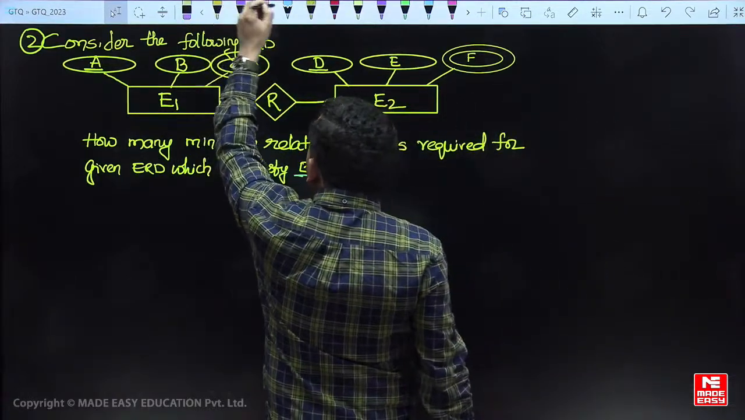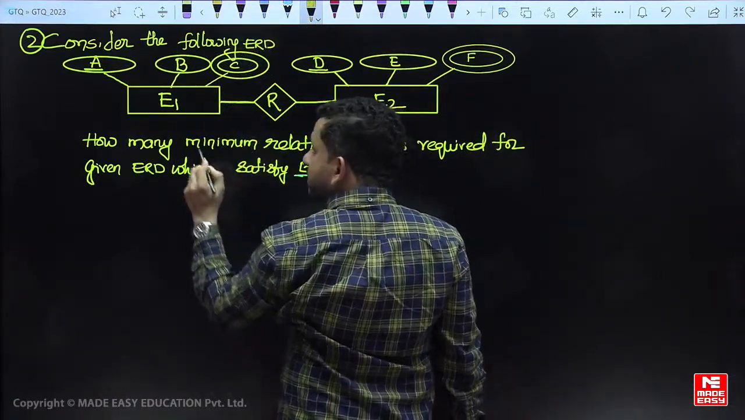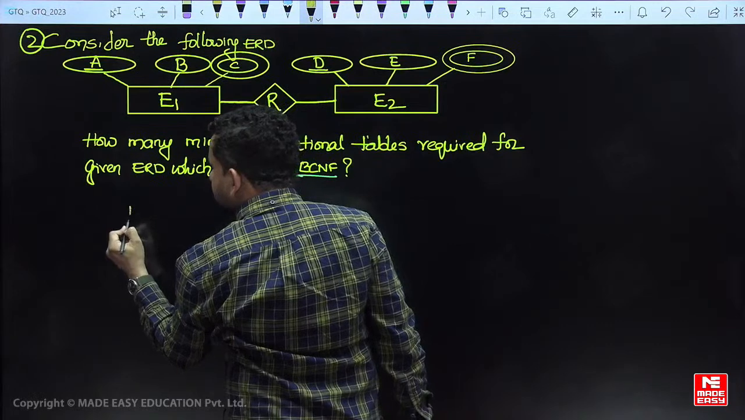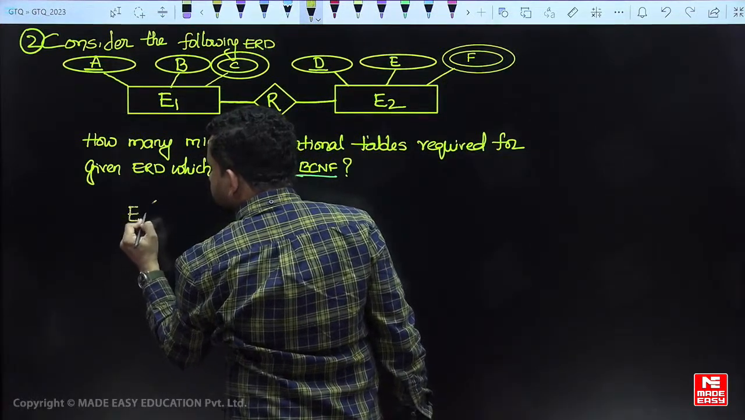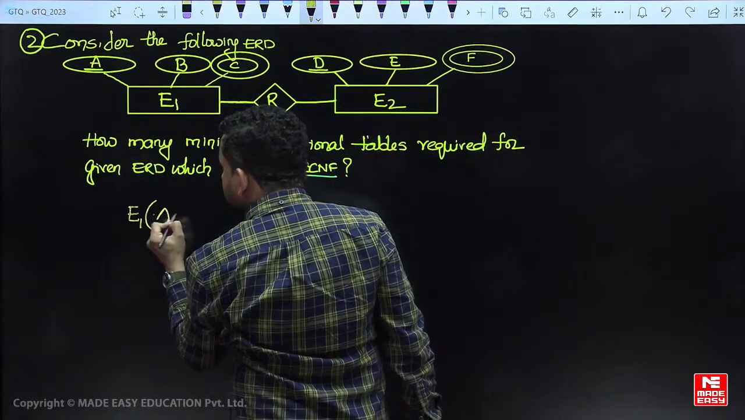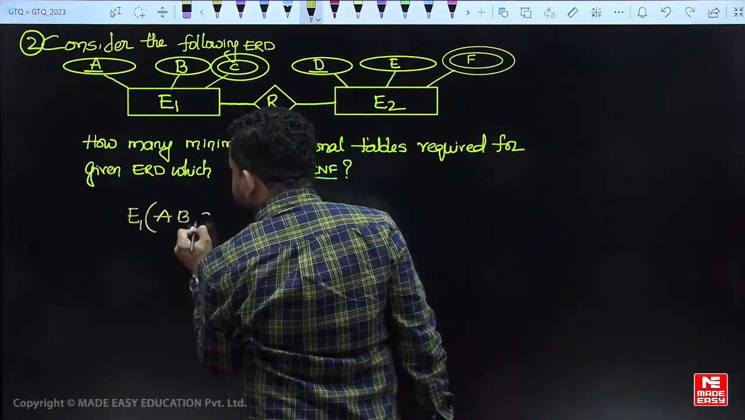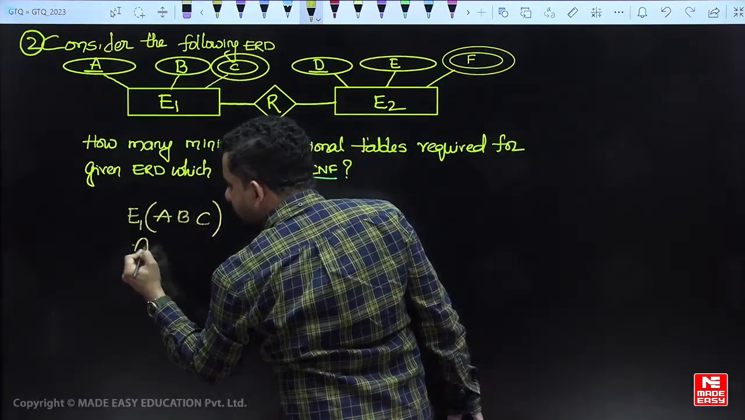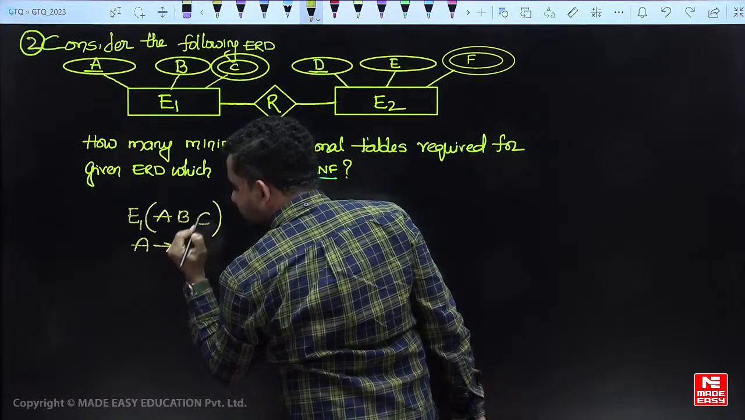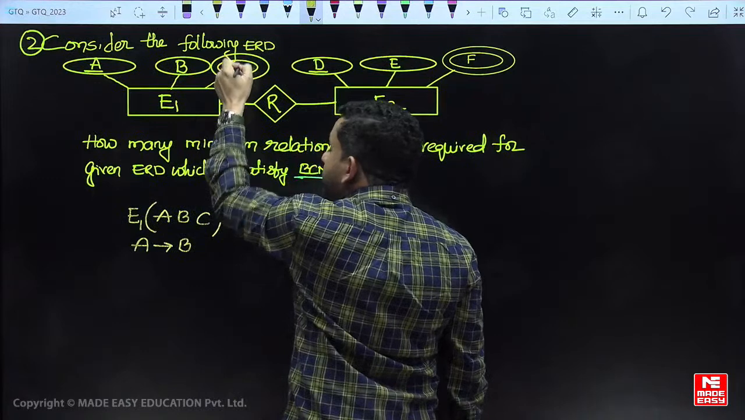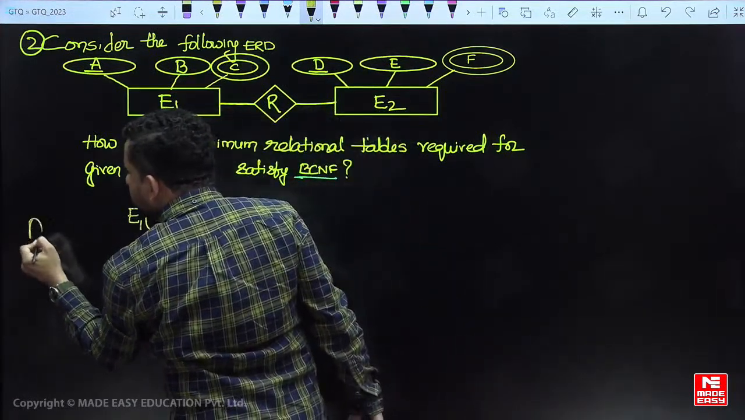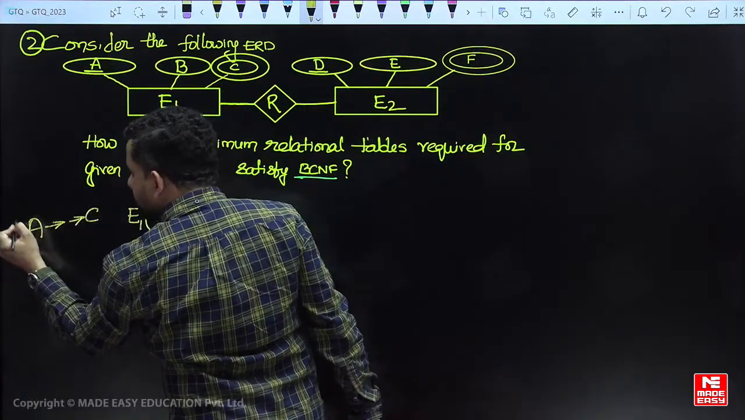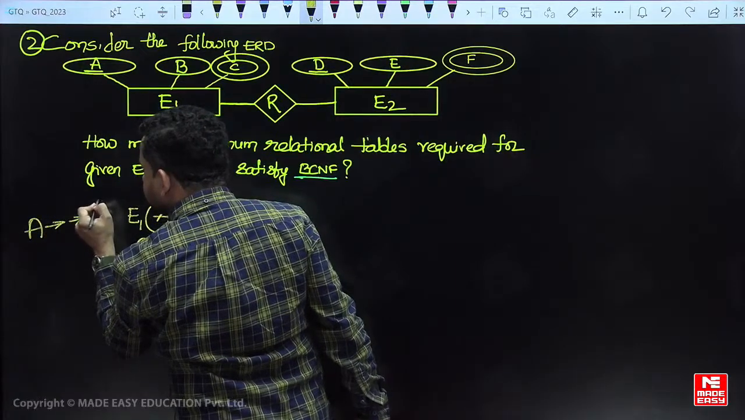So it's a many to many mapping, so in general we need 3 relational tables. E1 is one RDBMS table with ABC as the attributes. Because C is a multi-valued attribute, A, the key attribute, determines B but not C. Actually, because this multi-valued attribute converts to a single valued attribute, it forms a multi-value dependency. A multi-determines C is the multi-value dependency, right?